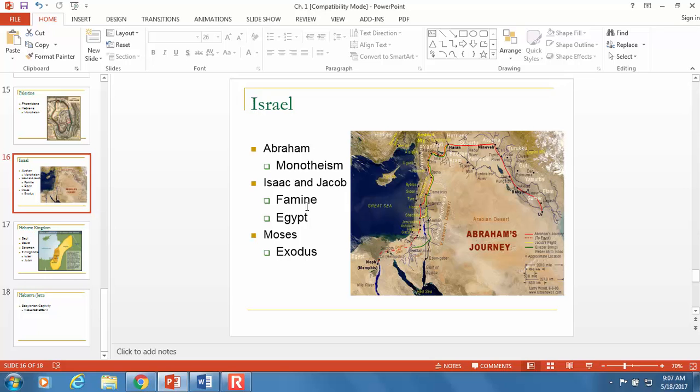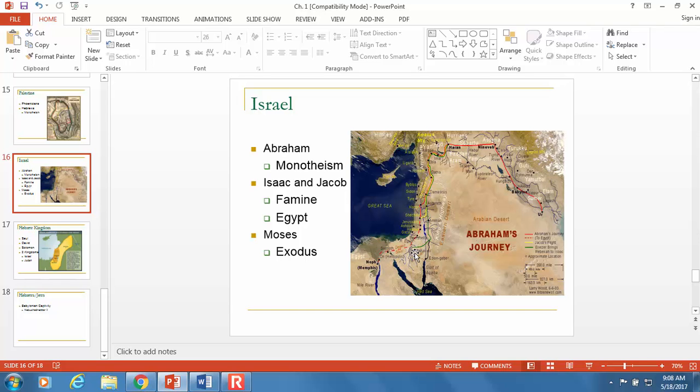They left in search of food because they want to survive, right? So Jacob sent his sons to another powerful empire that has food. And that powerful empire would be your Egyptians, okay? So they go down to Egypt. Egypt is bountiful. It has food. It has a surplus, actually, of food.